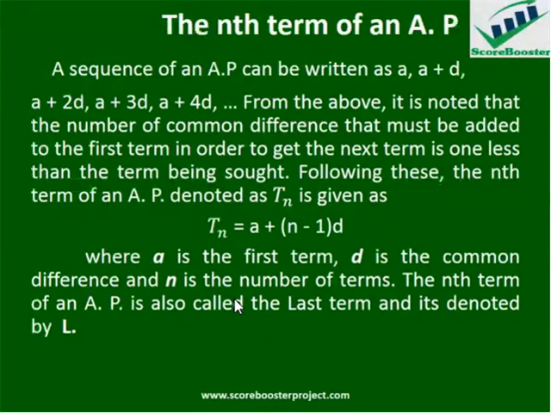The nth term of an AP is also called the last term, and it's denoted by L. So Tn, we can also write it as L. They can call it the last term, that is the value of the nth term, the last term of that particular progression. That means that particular progression is finite.